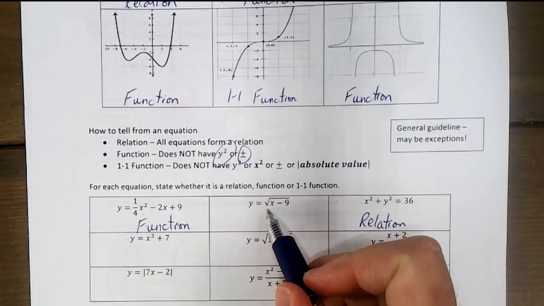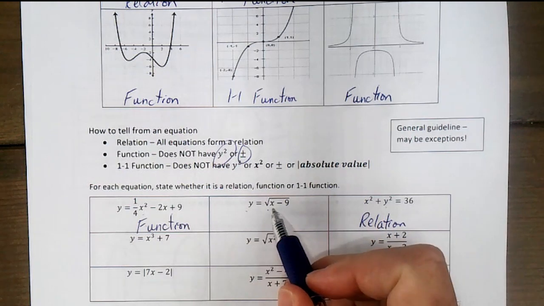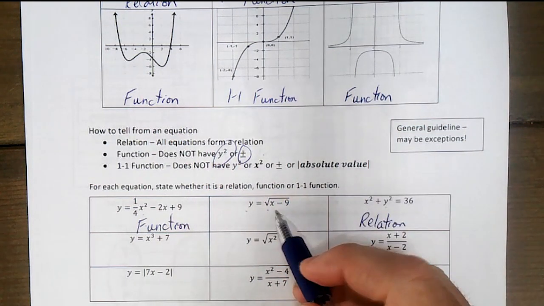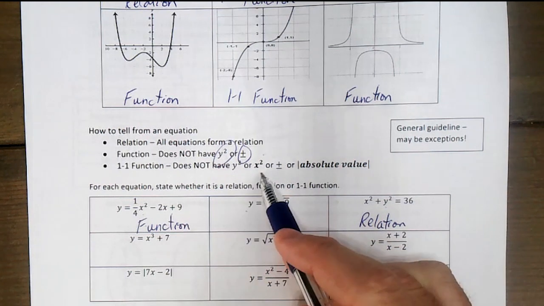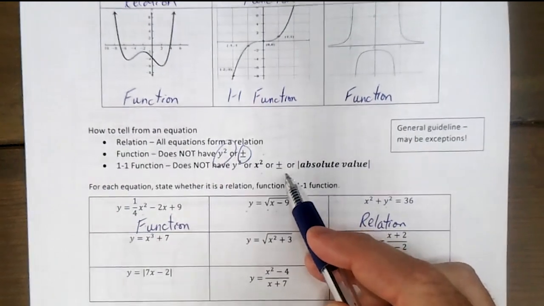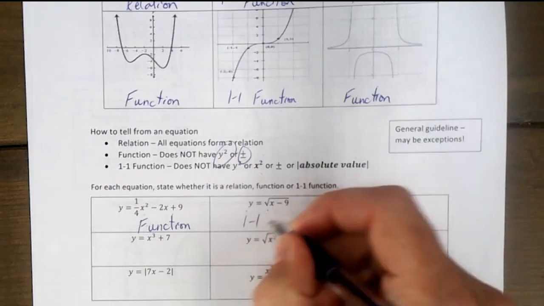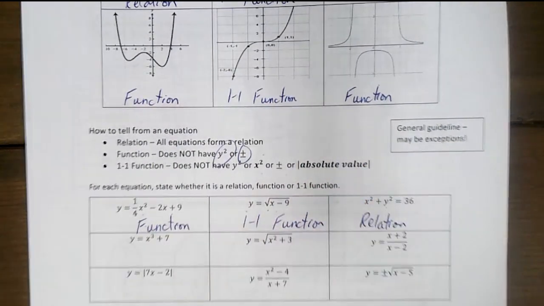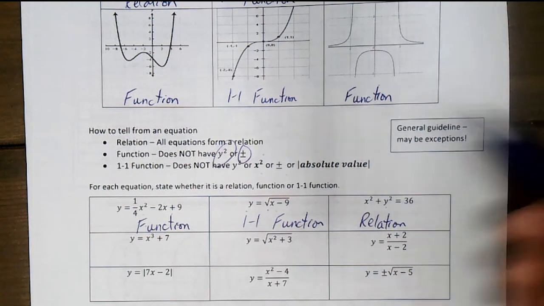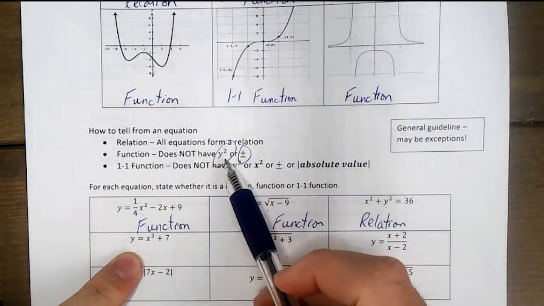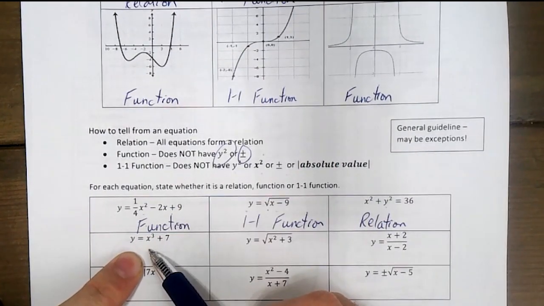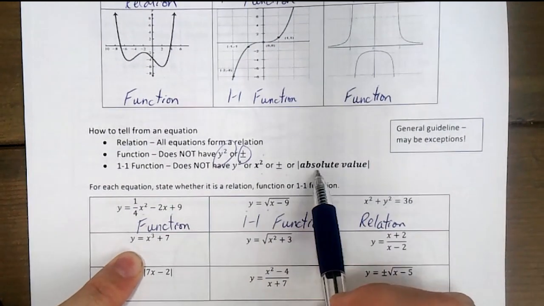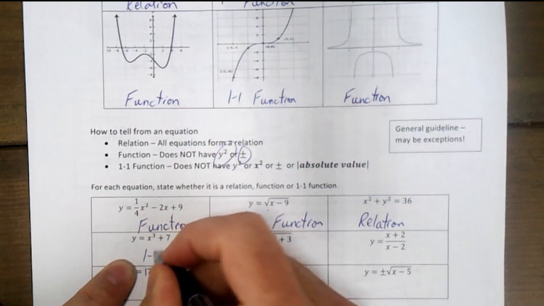This one does not have a y squared, does not have a plus minus, so it is a function. It doesn't have an x squared or a plus minus, so it's a one-to-one function. So this one's a little tricky. This one, no y squared, no plus minus, so it's a function. There's no x squared or absolute value, so it's a one-to-one function.